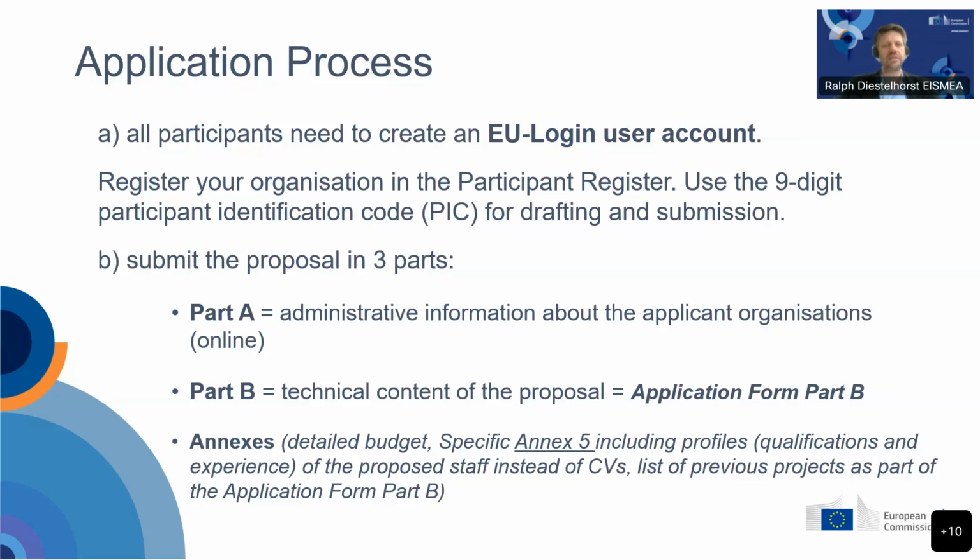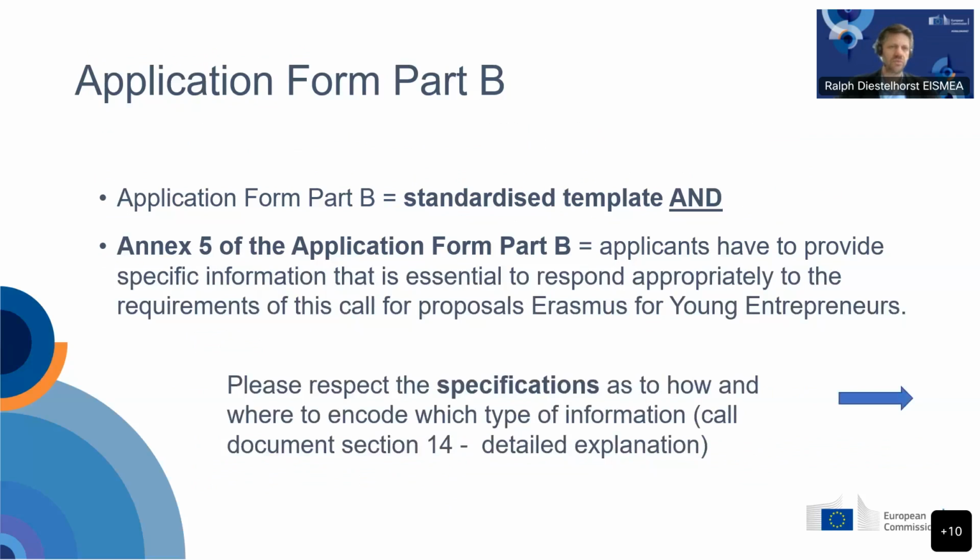This we have more detailed in the next slide. And we have done so because it's quite important for you to understand. So let's recap. The application form part B, it's a standardized template which we cannot edit. This is why, for the purpose of getting specific Erasmus for Young Entrepreneurs related information, we have produced a specific annex of the application form part B.